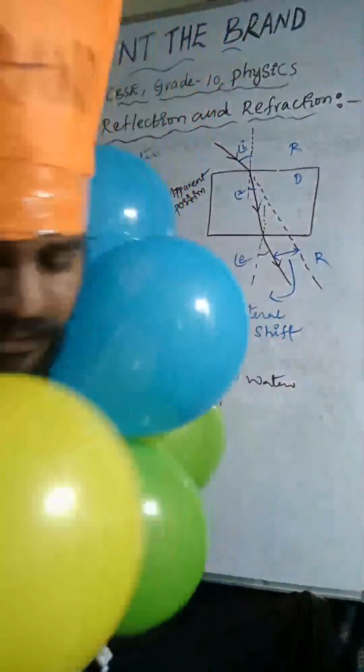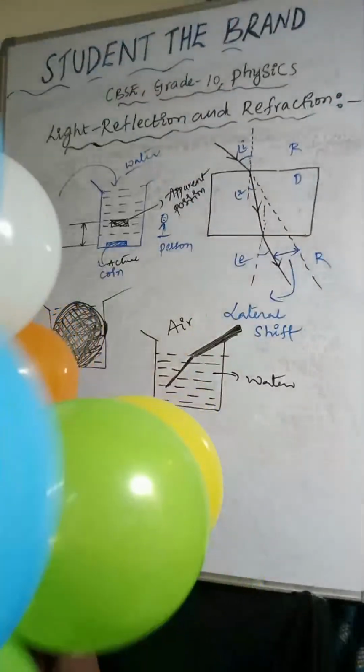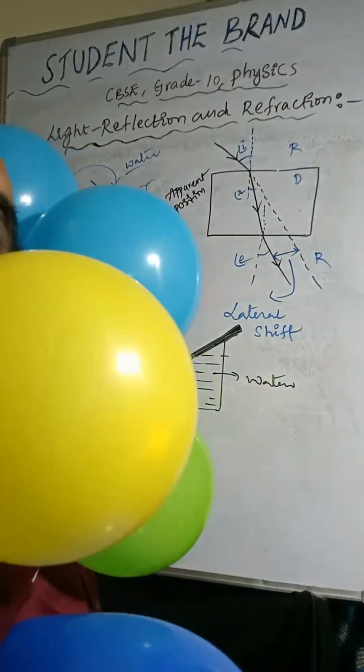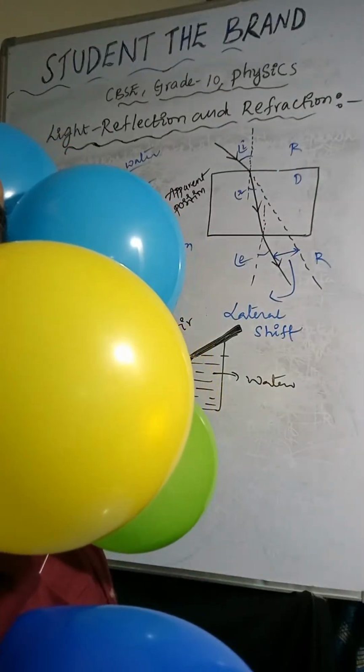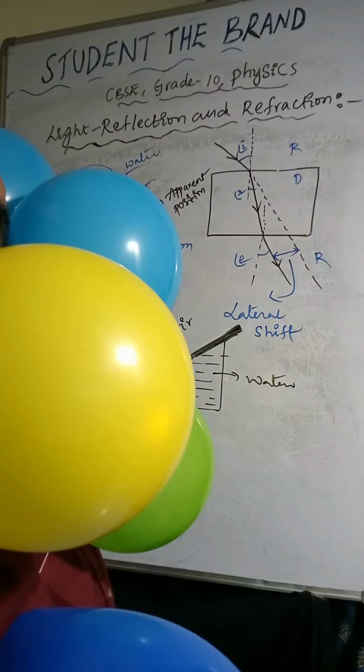Now we'll discuss critical angle and total internal reflection. Let's see.